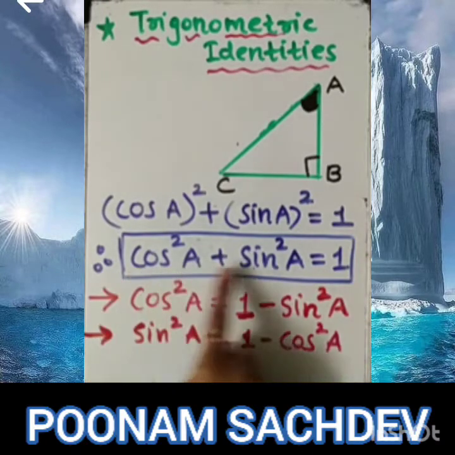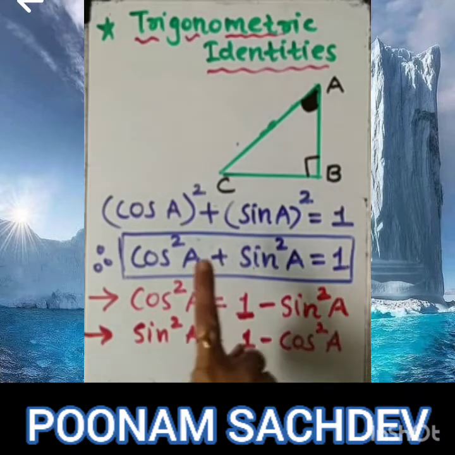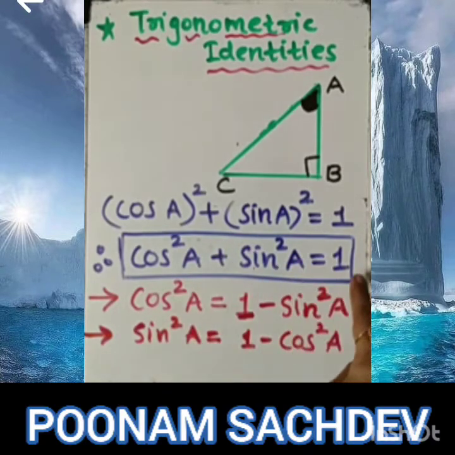These two important results we are deriving through the identity. This is called the parent identity. Please, dear student, keep this identity in mind: cos square A plus sine square A equal to 1.